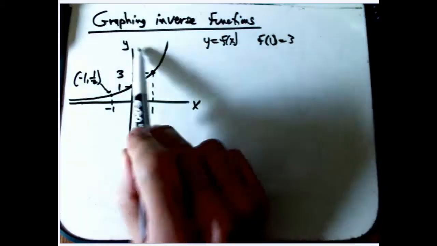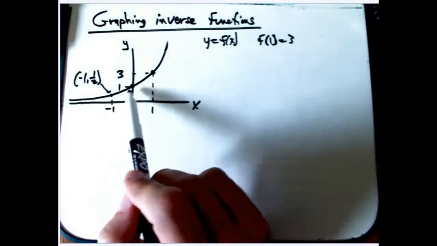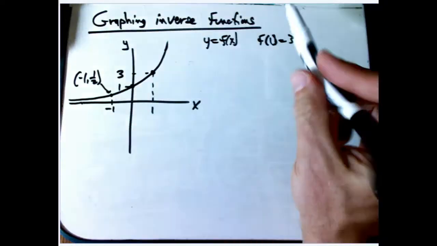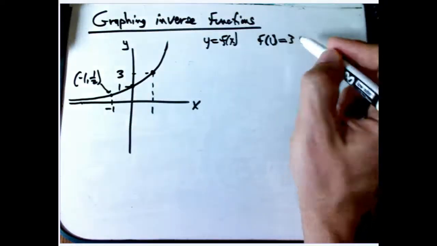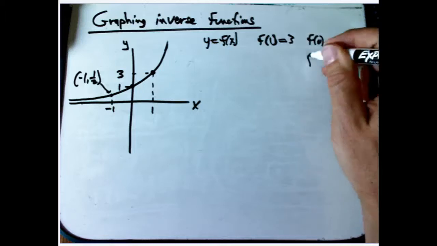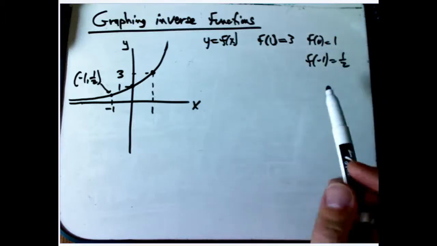So if this is the graph of y equals f of x, and it's got a few points on it that I'm going to use as anchors when we do the inversion process, like f of 1 equals 3, for example. And f of 0 is 1, f of minus 1 is 1/2. Just for some simple points.